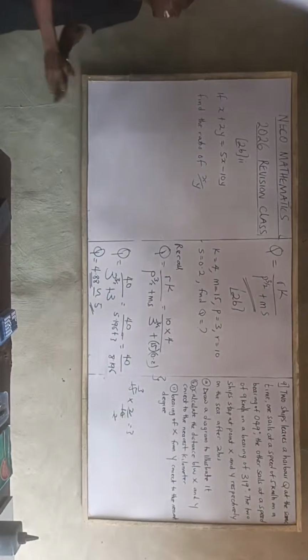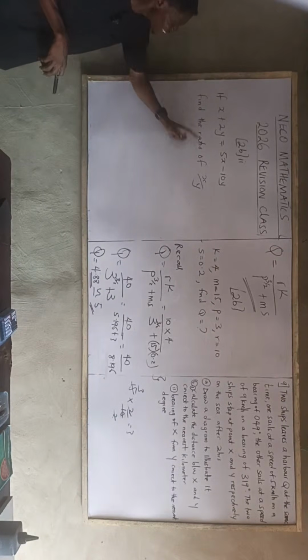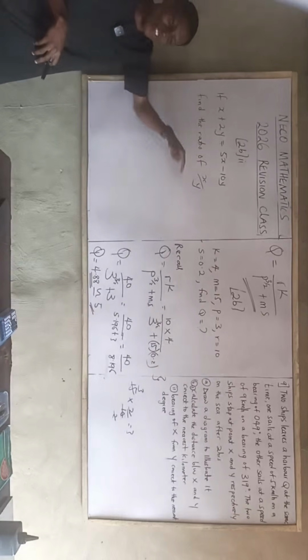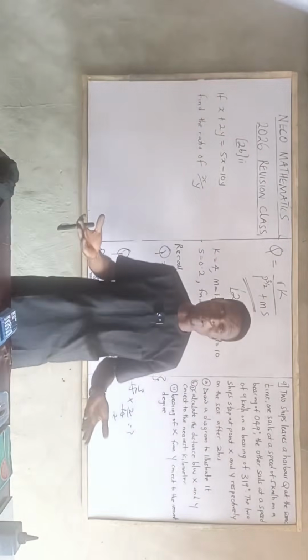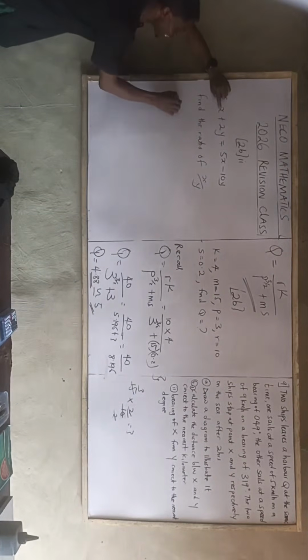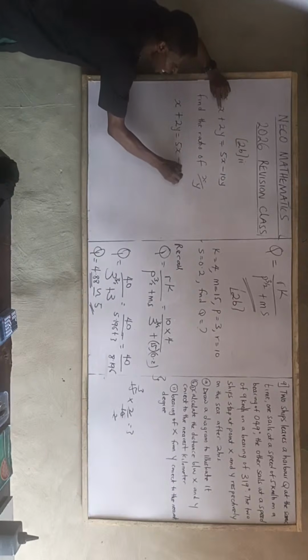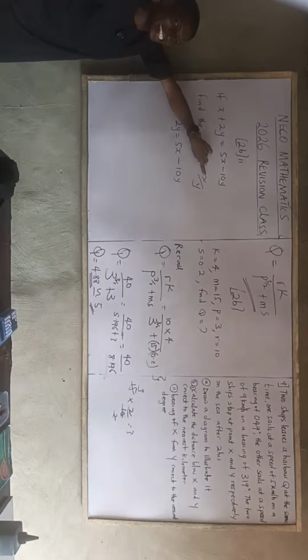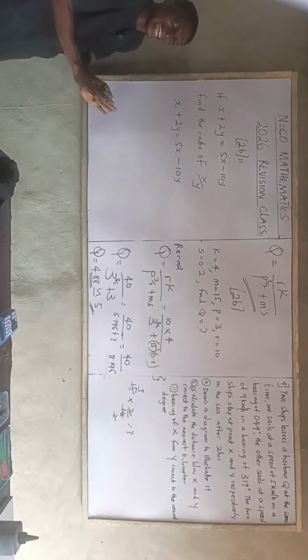Now we're given this equation here, and we have to find the ratio of x over y. This is very simple and direct. How do you go about it? Now, let me rewrite the expression here. X plus 2y equal to 5x minus 10y. Now, notice this x, the numerator. So let me make x the subject of the formula. Now, that's the way out of it.